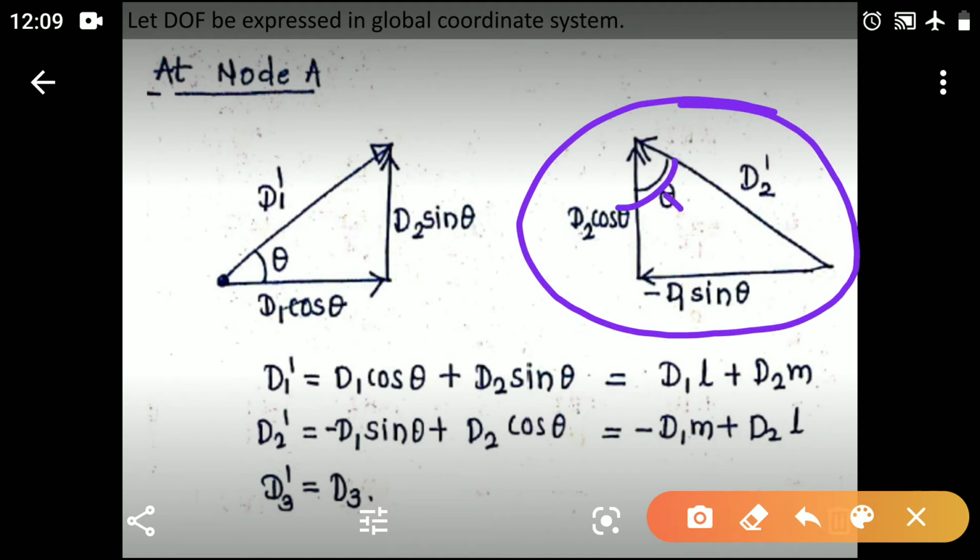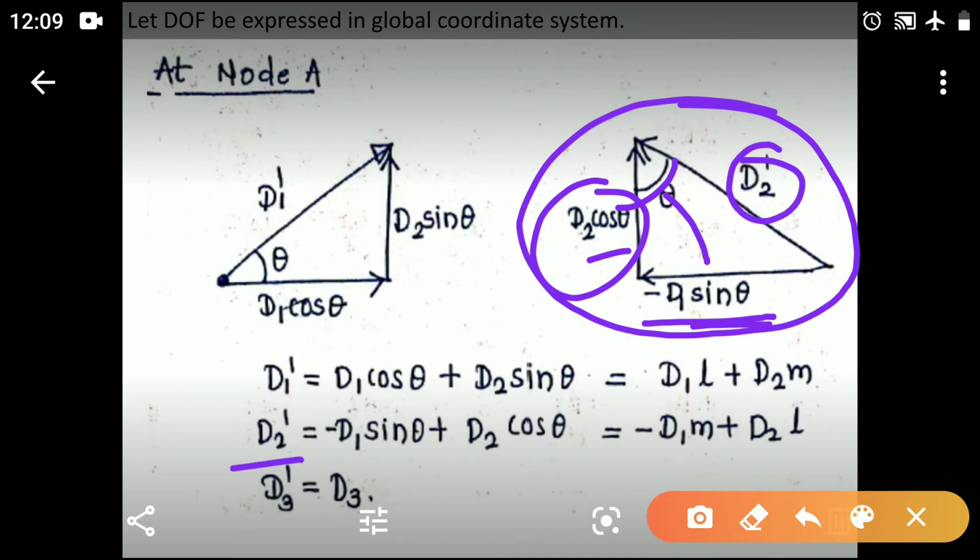Theta is here, opposite sin theta, adjacent cos theta. So this horizontal line is minus d1 sin theta, and this vertical line is d2 cos theta, this is the hypotenuse. So hypotenuse d2 dash is equal to minus d1 sin theta plus d2 cos theta, the addition of these two sides. Sin theta and cos theta are replaced by m and l respectively. So the equation can be written as d2 dash is equal to minus d1 m plus d2 l.